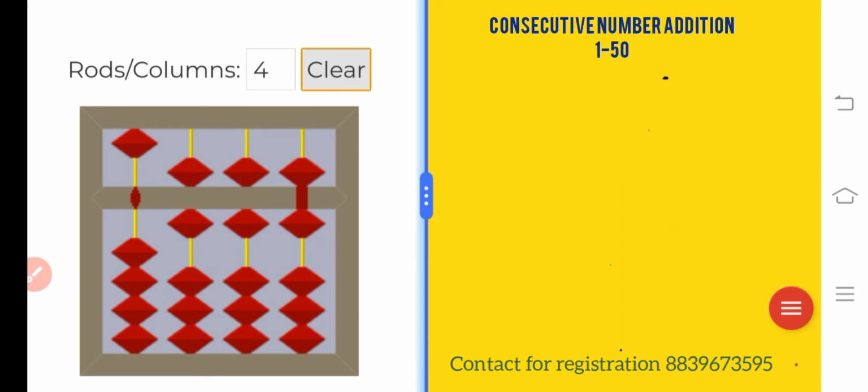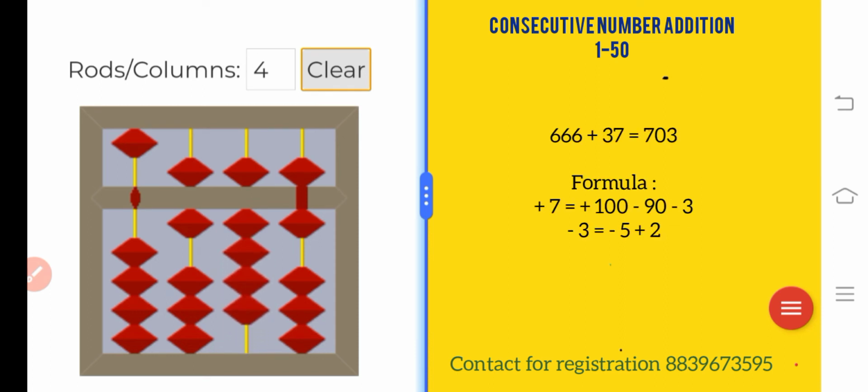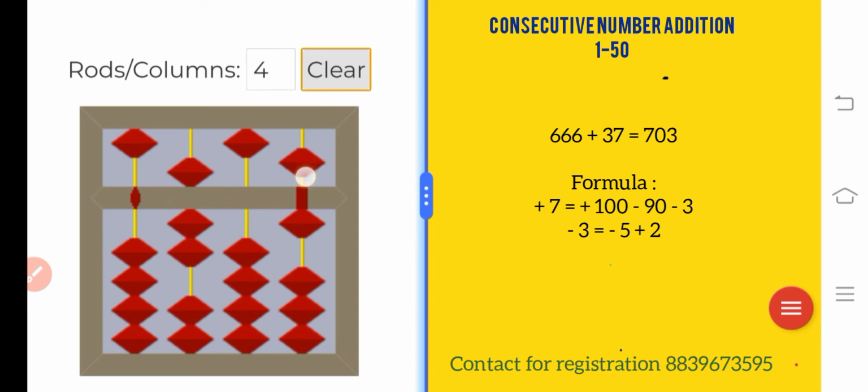For 37, we add 30 here, and for 7, we will do plus 100 minus 90 and subtract friend of 7, that is 3, minus 5 plus 2. So what we get the answer? 703.